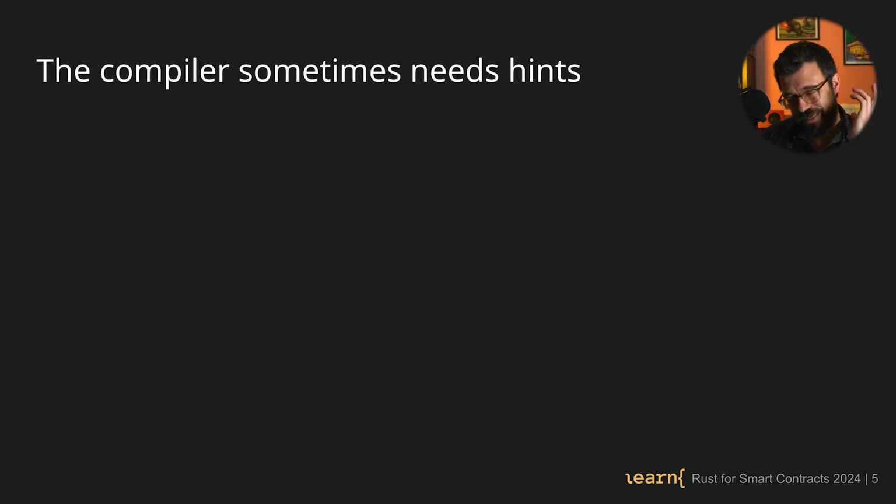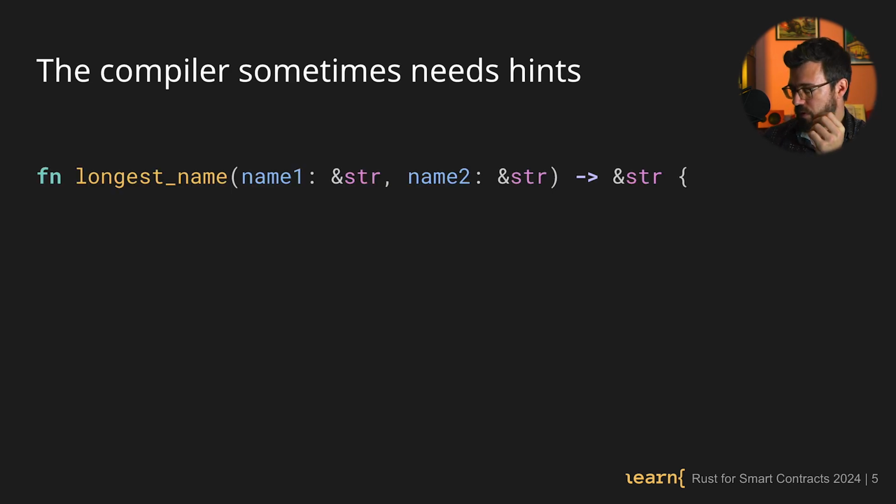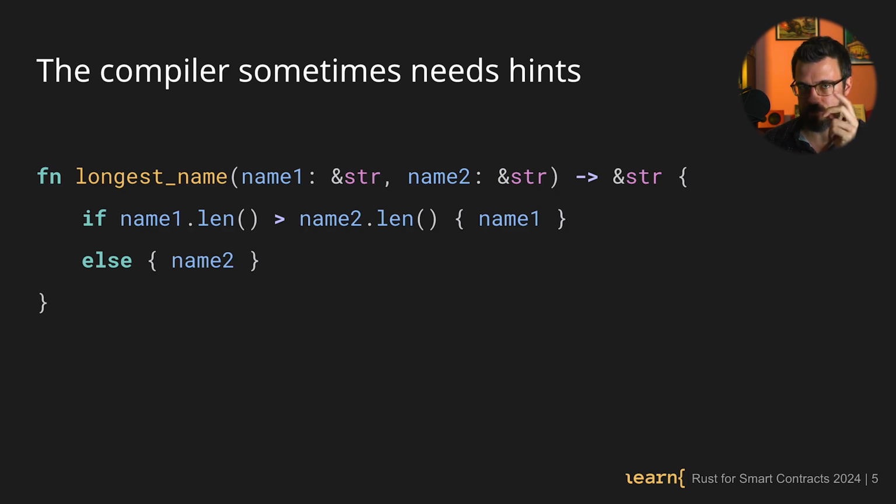Now, when does the compiler need these hints? It needs them in a few cases. Here's an example, one example. I'll give you two, and they really cover pretty much everything. Here's a function. It's called longest to name, and it takes two names, which are two references to some data.